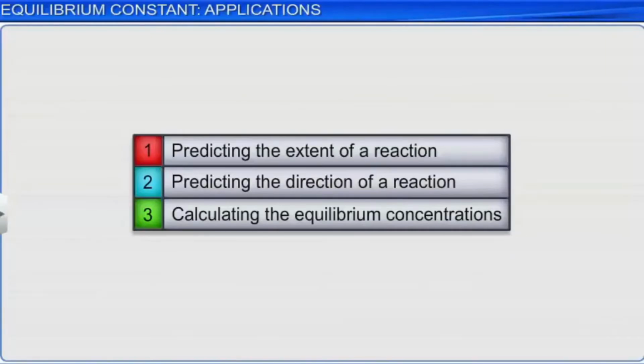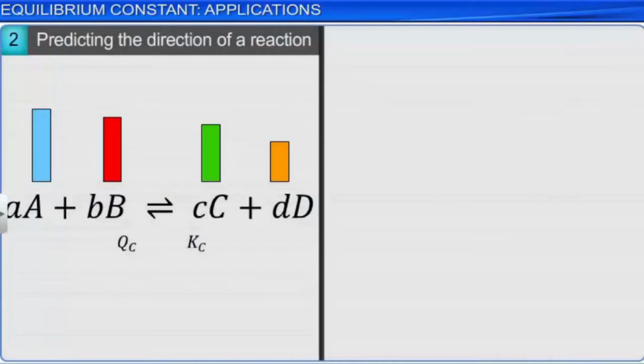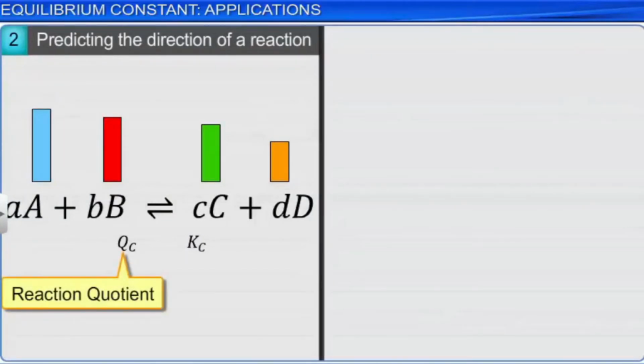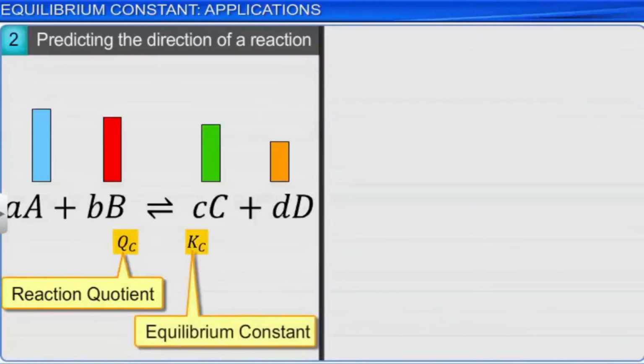Let us now look at how the equilibrium constant helps in predicting the direction of a reaction. This is done by comparing the reaction quotient Qc with the equilibrium constant Kc. So, for predicting the direction of a reaction, you also need to have knowledge of the reaction quotient. Let us first learn what reaction quotient is.